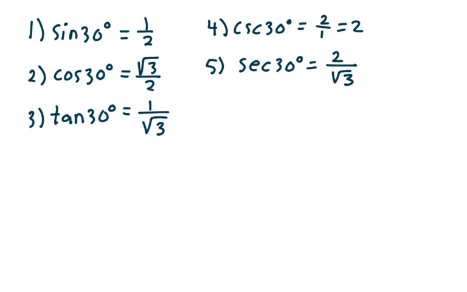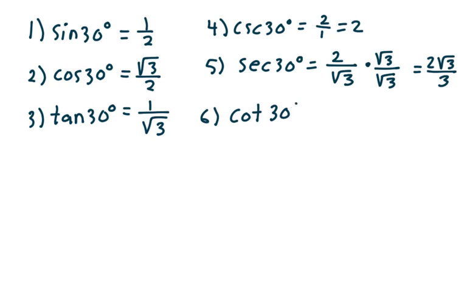And your instructor might want you to rationalize, so you want to be aware. And so that's how you would rationalize. And you get 2 square root of 3 divided by 3. And then number 6, cotangent of 30 degrees. That's going to be square root of 3 divided by 1, which is the square root of 3.